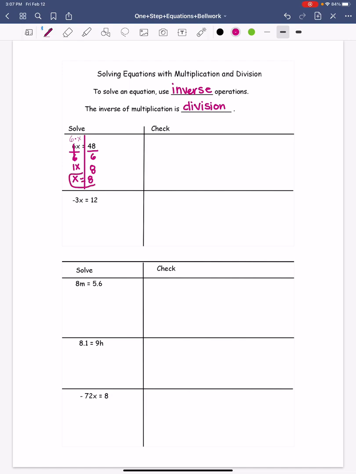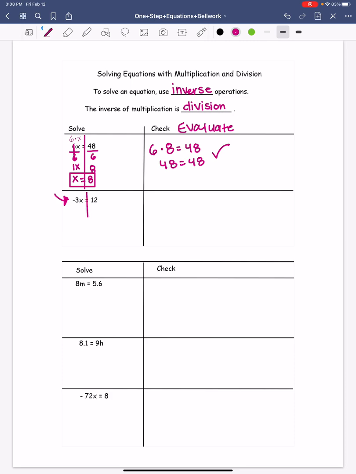So now I have x equals 8. What do I have to do to check my work? I have to evaluate for x equals 8. So I now have 6 times 8 equals 48. Well, 6 times 8 is 48, and that is true. Awesome. So let's do one more on this page. I want to do this one right here, just so we can talk a little bit about the negatives there.